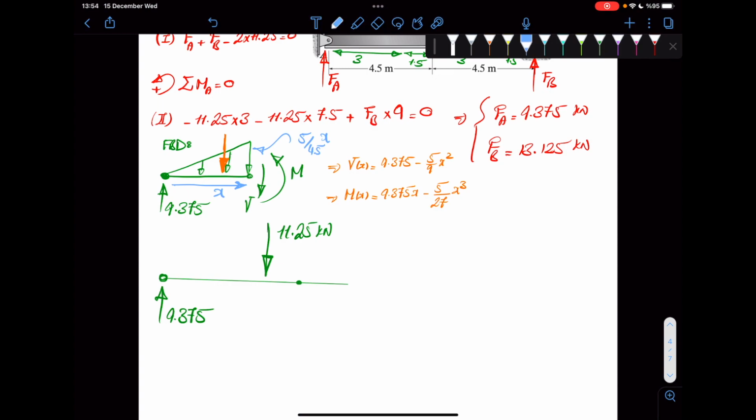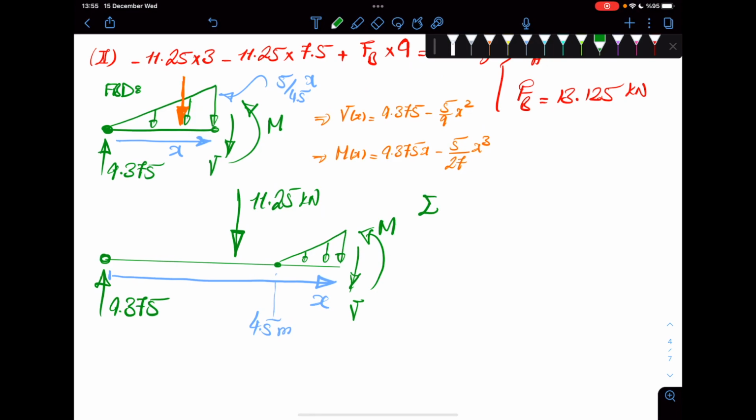And then, again, this is the x coordinate as before. And this is 4.5 meters. Okay, so from here on, we have again the same situation as we had previously. And we are looking for V and M again. Okay, so we will write our equilibrium of forces and moments.